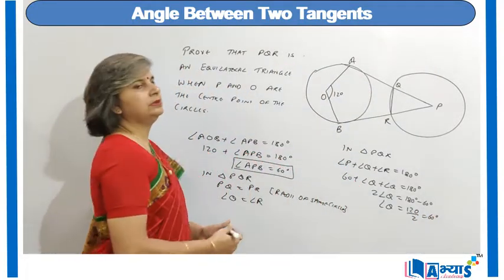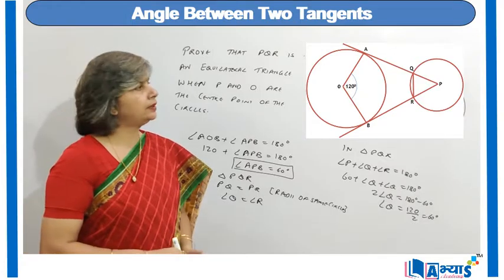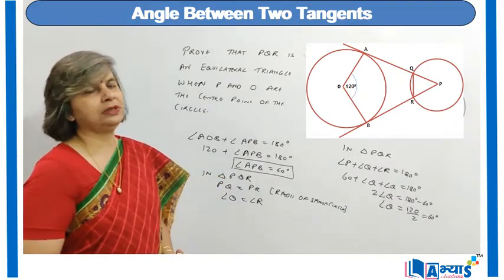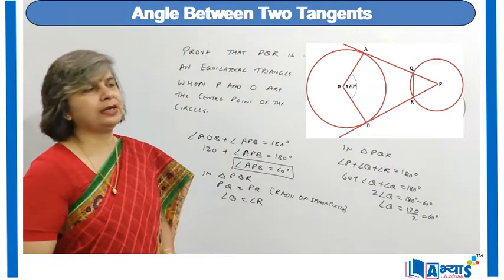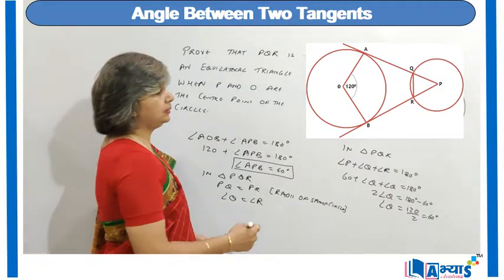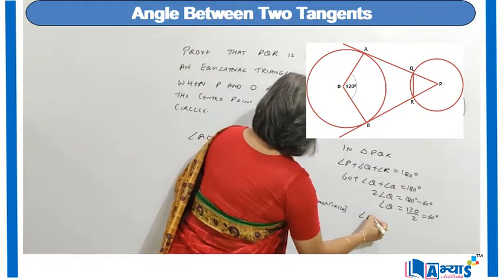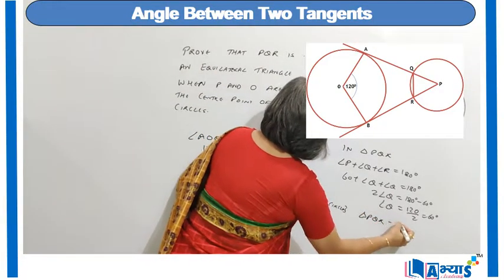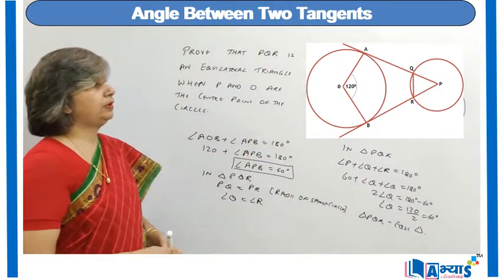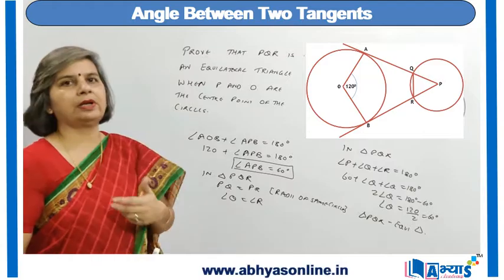Now angle Q is equal to 60 degrees, so angle R is also 60 degrees because both are equal. Angle P is also 60 degrees. So all the three angles of the triangle PQR are 60 degrees. So we can say that PQR is an equilateral triangle. So this is how we can prove that PQR is an equilateral triangle.